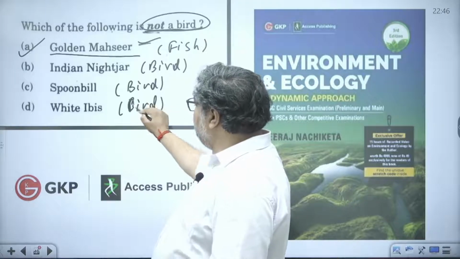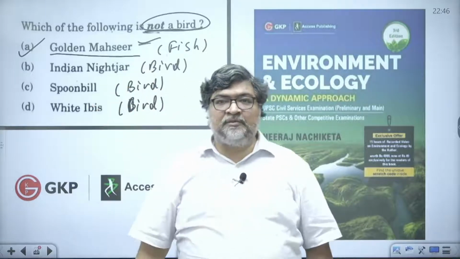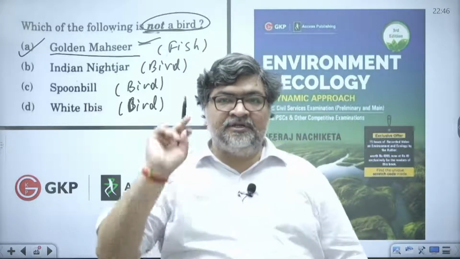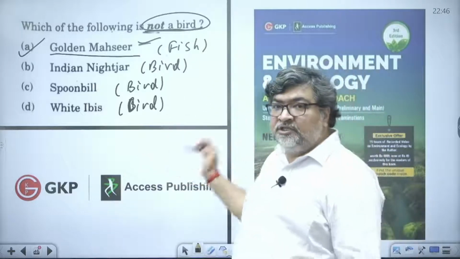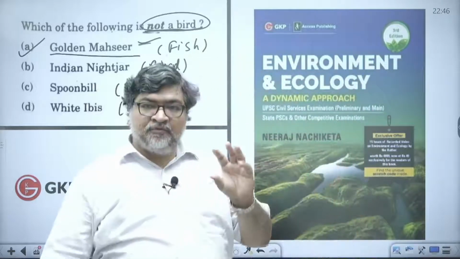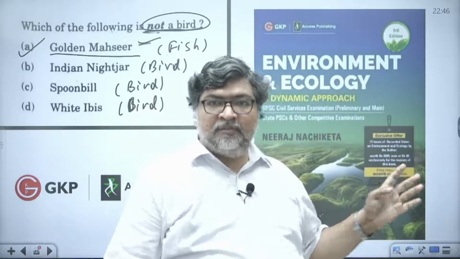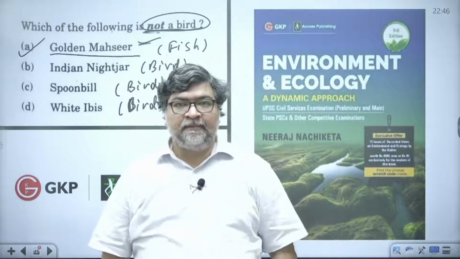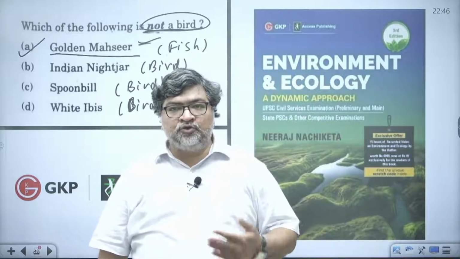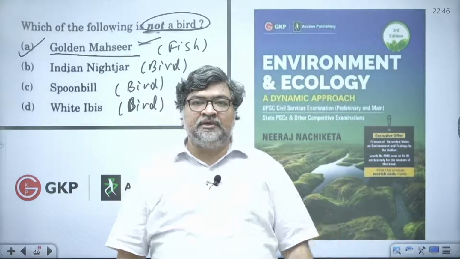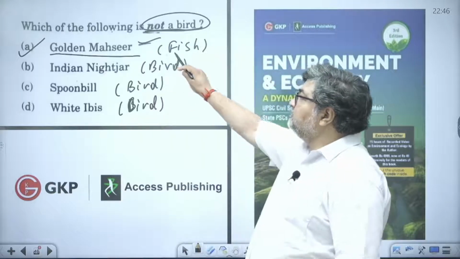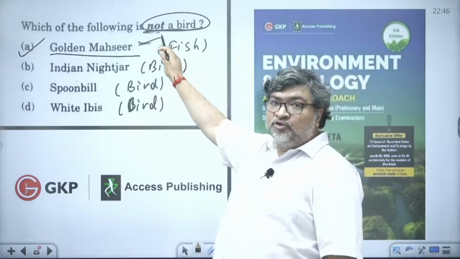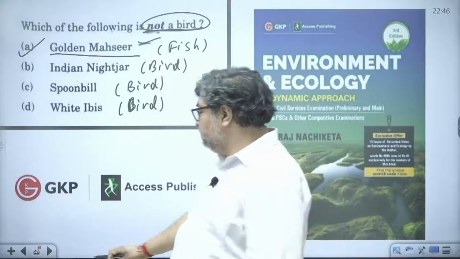And you'll find all these names, spoon-billed sandpiper, ibis, I've given in the textbook. The good thing about this book is that it's multicolored with photographs. I've covered the biodiversity part very extensively in this textbook. All those which come in the news, threatened varieties and all, are given there. So here you'll find golden mahseer is not a bird. The question is which is not a bird.